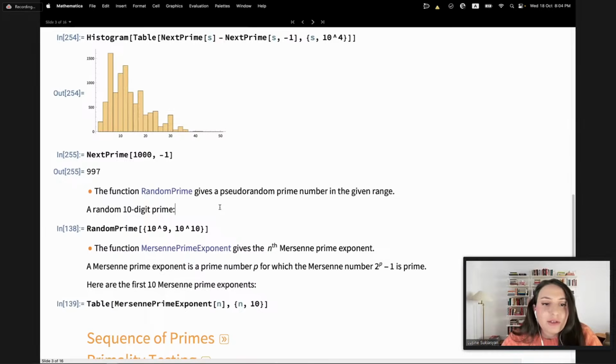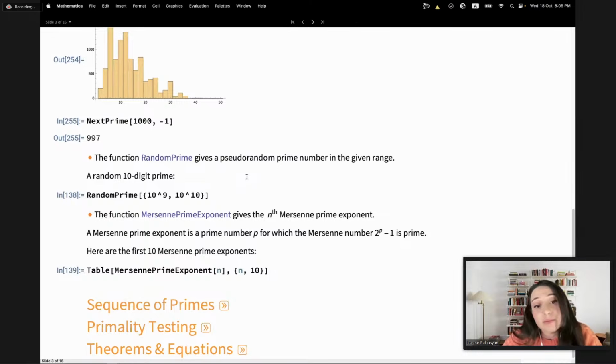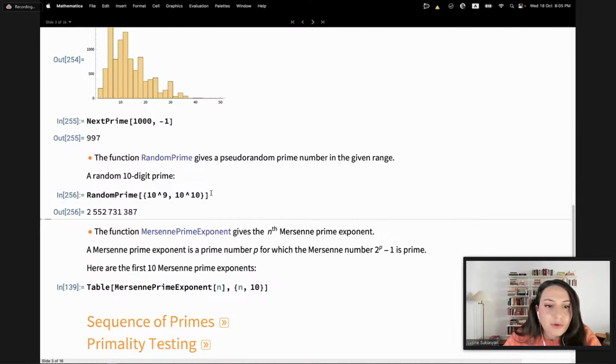So the next function in this category is the function RandomPrime, which gives you a pseudo-random prime number in the given range. For example, you can find a random 10-digit prime by doing this: RandomPrime[{10^9, 10^10}]. Minimum value, maximum value. In this range, find a random prime number.